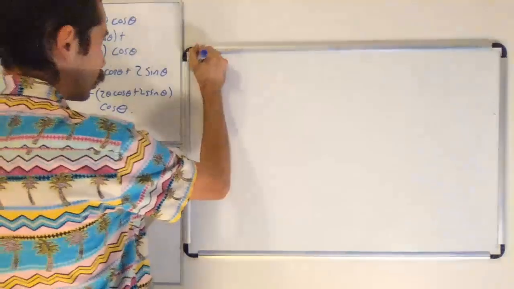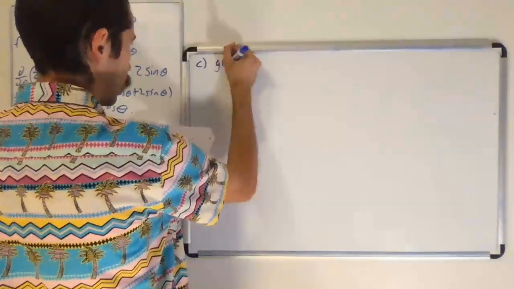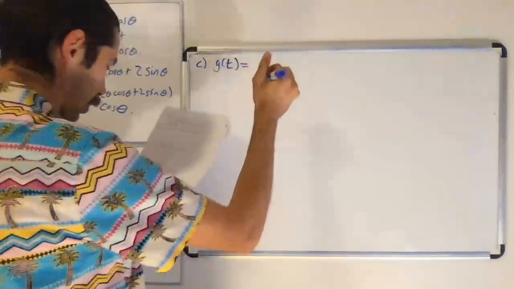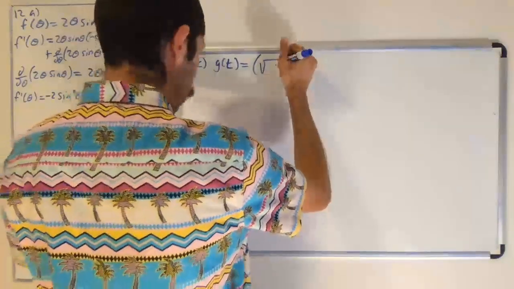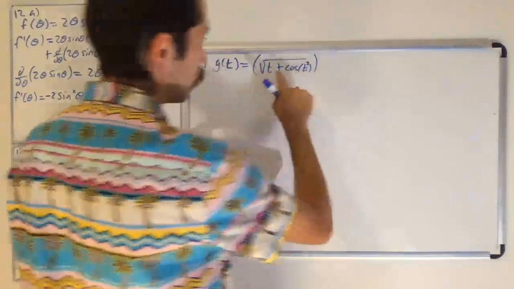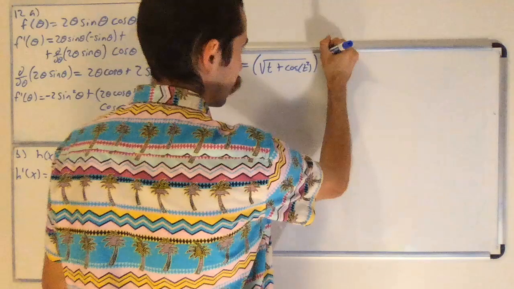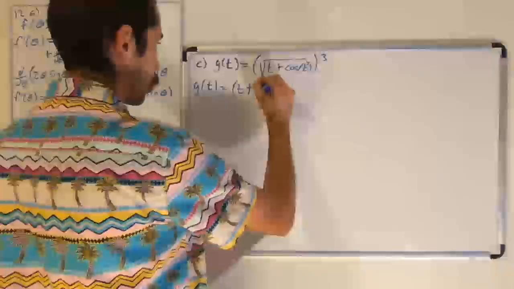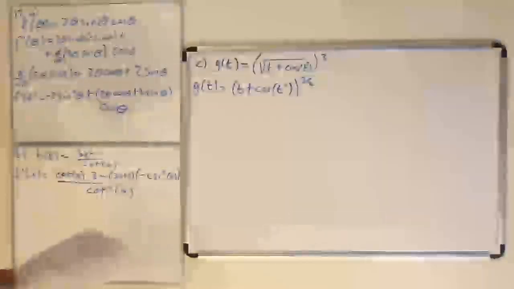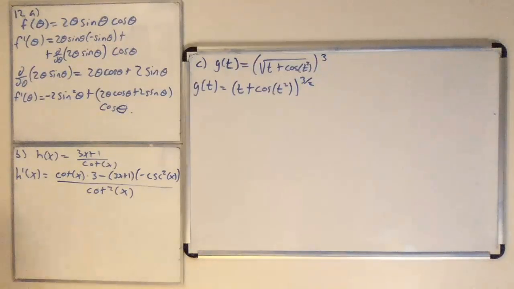All right, and C is g of x, I guess g of t, sorry. g of t is equal to the square root of t plus cosine of t all to the third. Cosine squared. So t plus cosine of t squared all to the third. As t plus cosine of t squared to the 3/2. And then it's really straightforward to take the derivative.